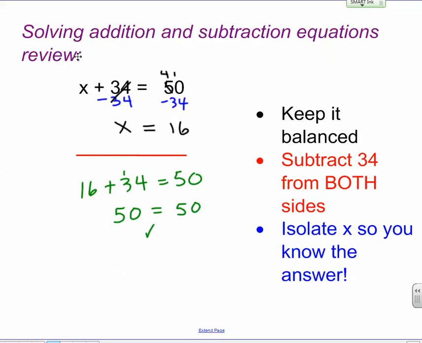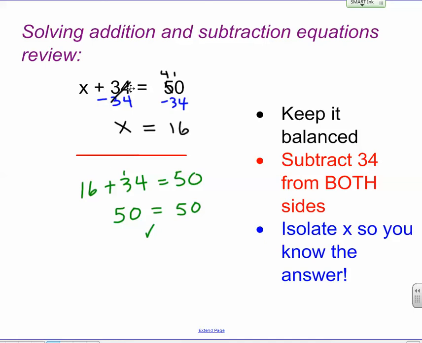So we began today reviewing how to show the algebraic steps of solving an equation. And remember, the purpose here is to keep balance. So whatever I do to the left side of the equal sign, I must do to the right side of the equal sign. And I want to isolate x. So it says the answer is whatever the answer is.